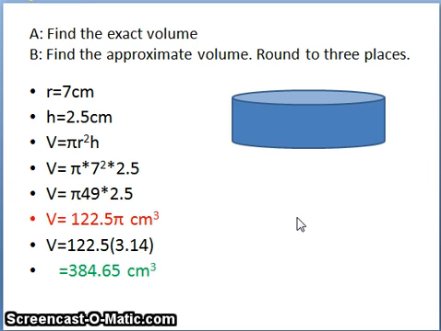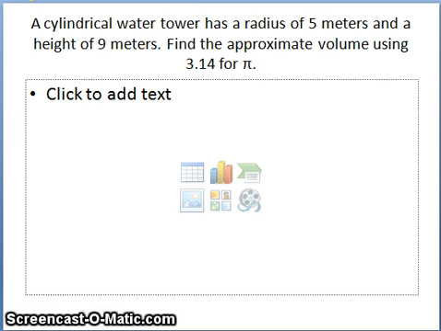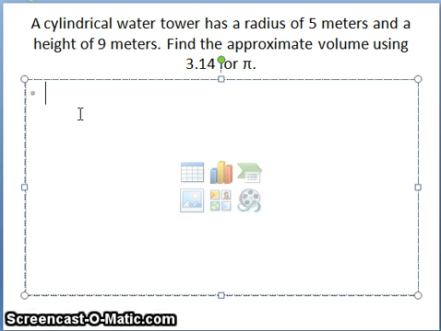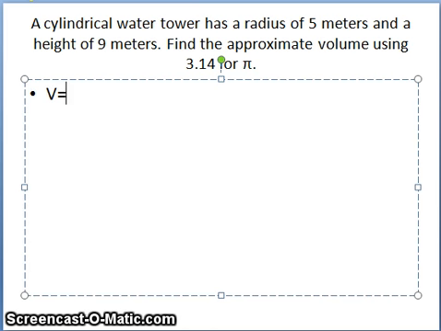Okay, here's another problem. A cylindrical water tower has a radius of 5 meters and a height of 9 meters. Find the approximate volume using 3.14 for pi. So this time we're not asking for the exact value, which means we're going to go ahead and substitute in that 3.14 for pi pretty much right away. So it's still pi r squared times height. Still the same formula because we're still doing the volume of a cylinder.